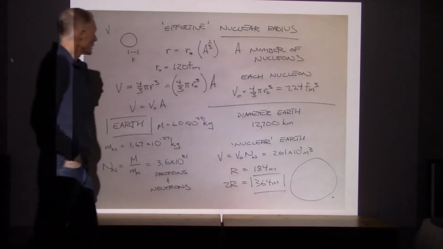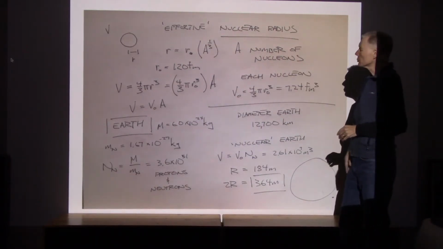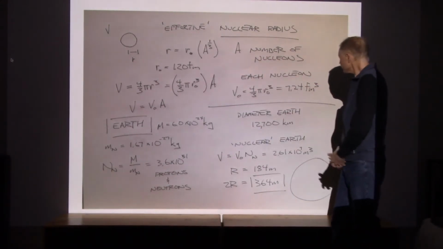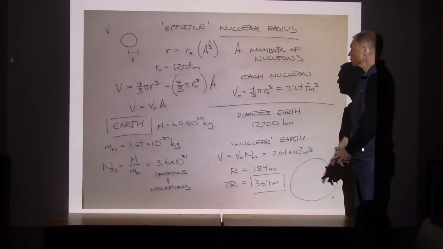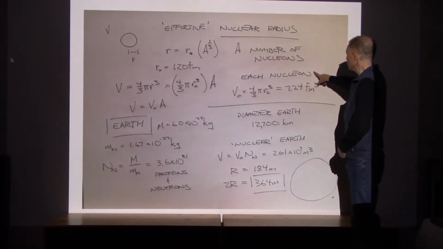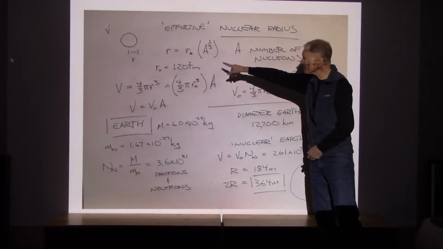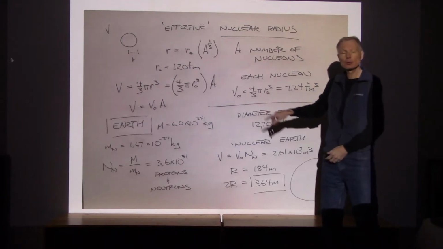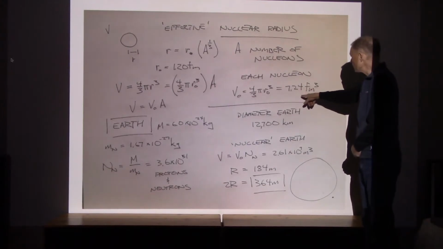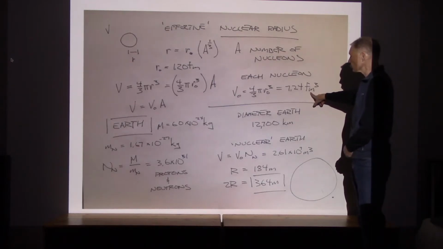Now we're going to remind ourselves, A is the number of nucleons. So however many total protons and neutrons are in there, that's what goes in for A. And what we're going to show here is that this predicts that each nucleon can be thought of as contributing a certain amount of volume. So if we take that standard radius and plug that into a sphere formula, we can say that that amounts to about 7.24 cubic femtometers in terms of volume.